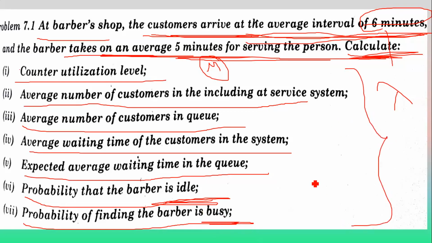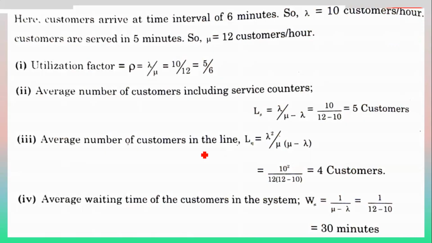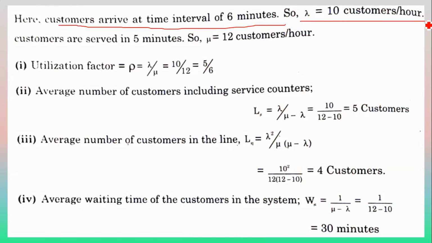So first of all, we need to start with lambda and mu. Here what will be the values of lambda and mu? For that, let us move to next slide. See here, customers arrive at the time interval of 6 minutes. So lambda is equal to 10 customers per hour. ये कैसे हुआ पता चल रहा है?